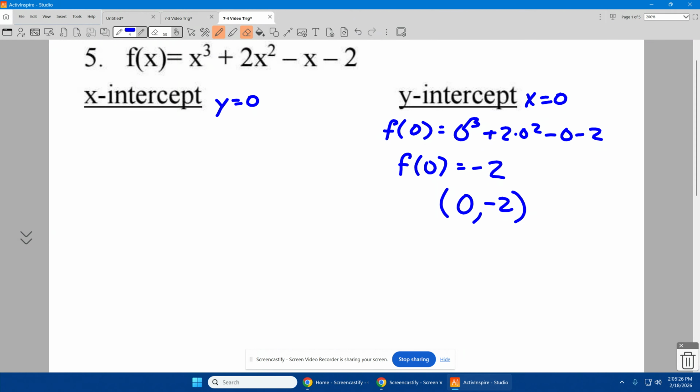X-intercept, much more difficult and can happen multiple times. Here we set the y to 0. So I set this to 0. So I'm trying, having trouble. X cubed plus 2x squared minus x minus 2. I'm trying to figure out when that's 0. How am I going to do that?